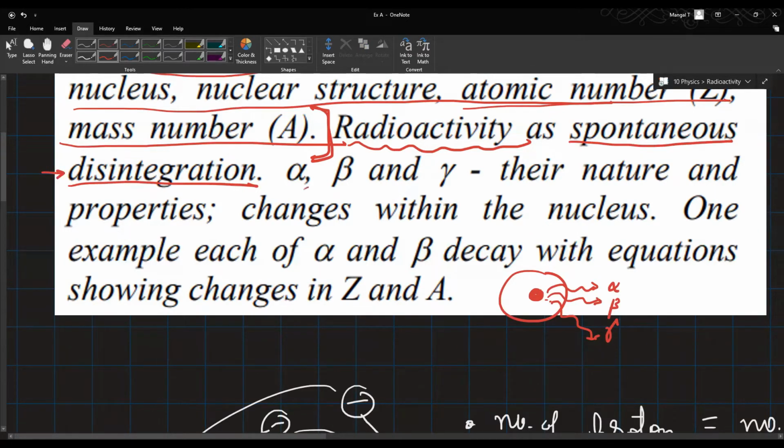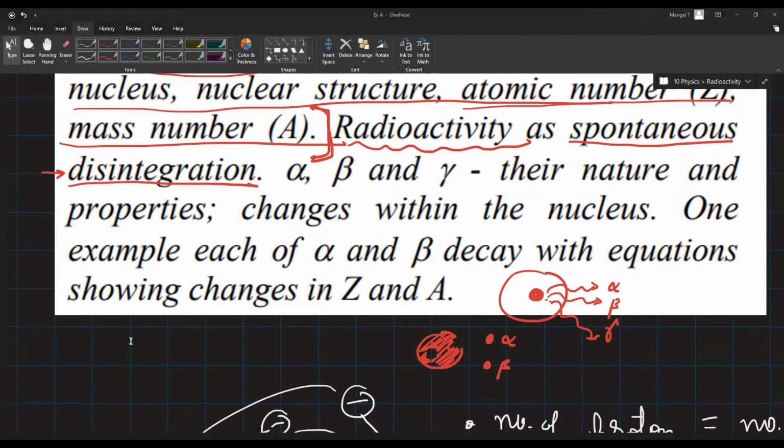Next is disintegration. Now we will study the nature and properties of alpha, beta, and gamma, then you will understand disintegration. Imagine a nucleus to be something like a mithai, like a sweet. Now you are cutting a portion of it, and that portion is emitted as alpha. Then you are cutting another portion of it, and that is emitted as beta. That is the reason why it is called disintegration. It is disintegrating, becoming smaller. Do you follow that?